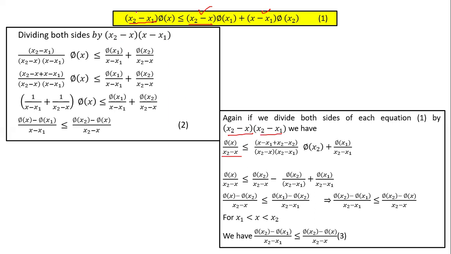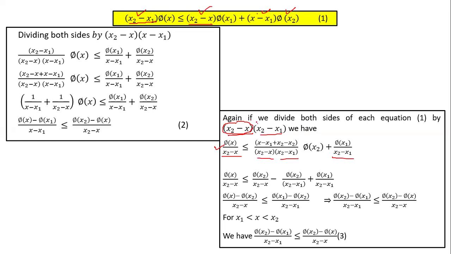This time, because we have divided by this term also, phi of x has the denominator with the remaining value x2 minus x, and phi of x1 will have both the terms in the denominator. But in phi of x2, this term will be cancelled out.